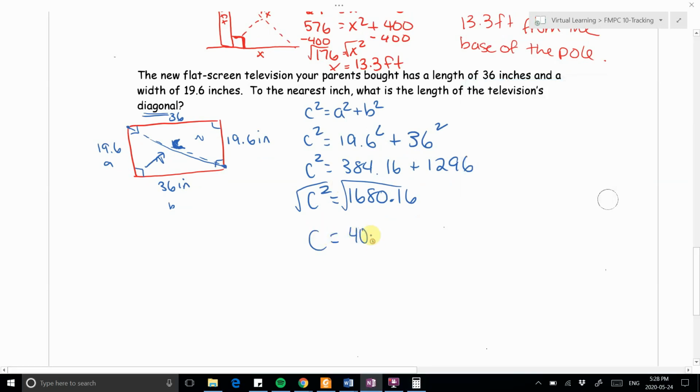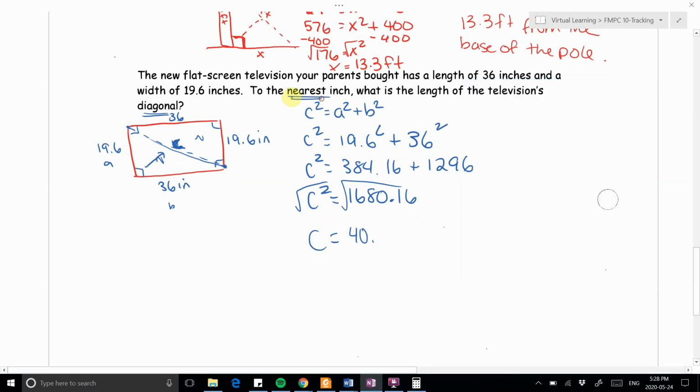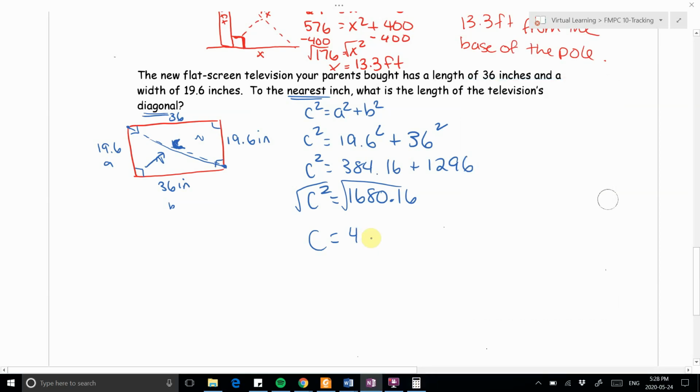40 point, now notice here, 98. Because I've generally been rounding to one decimal place, but this wants it to the nearest inch. So notice that in the question it says nearest inch. So I'm actually going to the 0, which means I've got to look to the 9. So it's actually going to be 41. And once again, it's going to need a unit because we're looking at an actual question here.